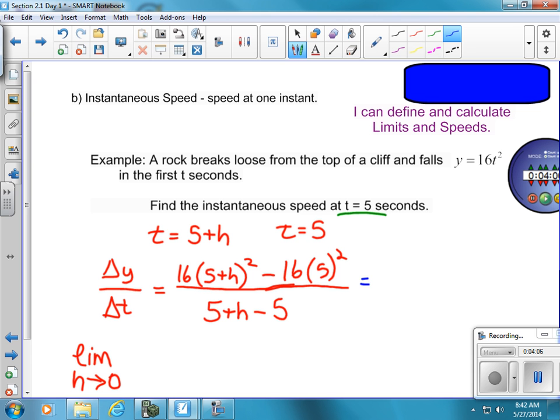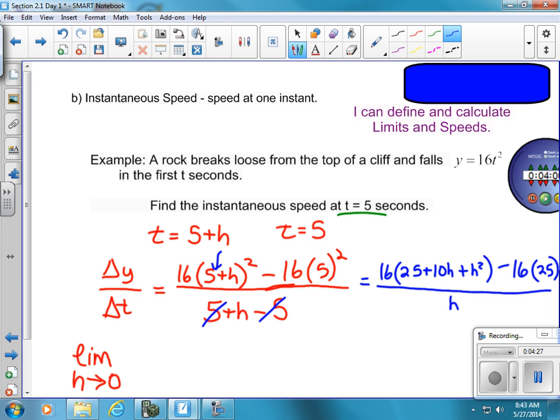So we have to calculate this out, which means we have to FOIL this 5 plus h. So we have 16 times 25 plus 10h plus h squared. We have to multiply that all by 16, minus 16 times 25, over 5 plus h minus 5. These cancel out, right? And we're left with an h. If we simplify this one more time, this 16 and this 16 cancel out. We're left with 16 times 10h plus h squared, divided by h.